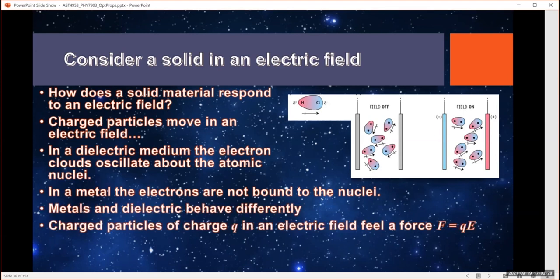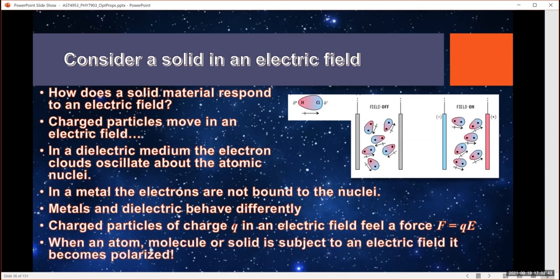Either way, we have charged particles and the charge on a particle is Q. And in an electric field of value E, we will get a force on that charge of F equals QE. And so what we get is that our atoms or molecules or bits of solid will become polarized because the electric field is putting a force onto the electrons in one direction and the nucleus in the other direction. And so they will be offset from an equilibrium position.